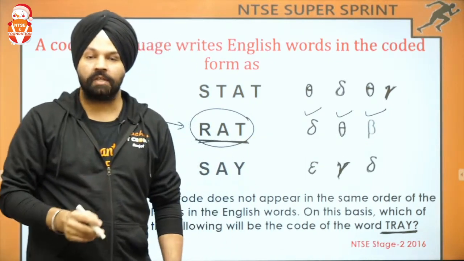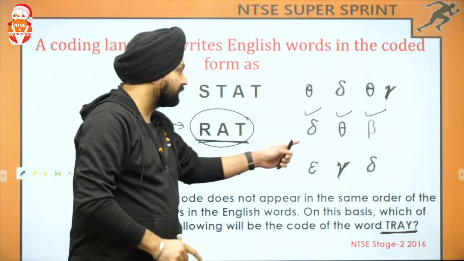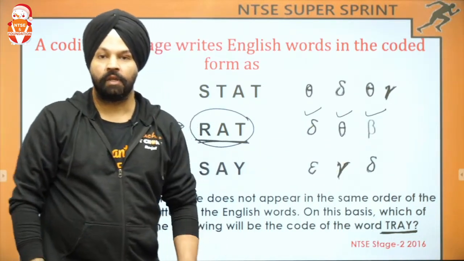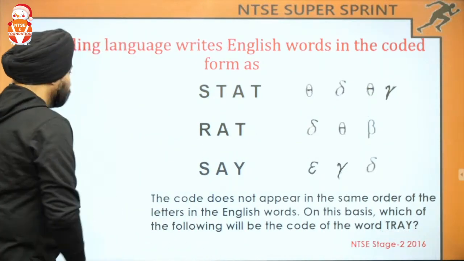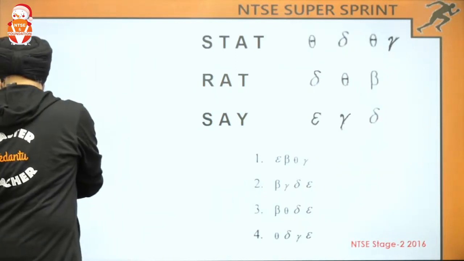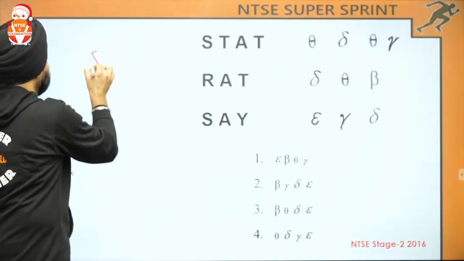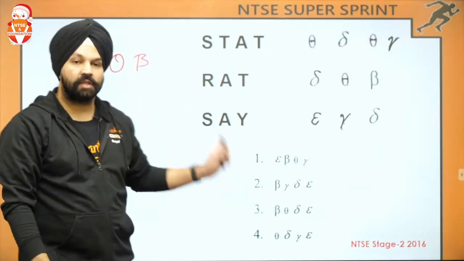That simply means I need to look for an option which contains delta, theta and beta. So let's focus on those options now. Delta, theta, beta. I would be searching for these things in the options.